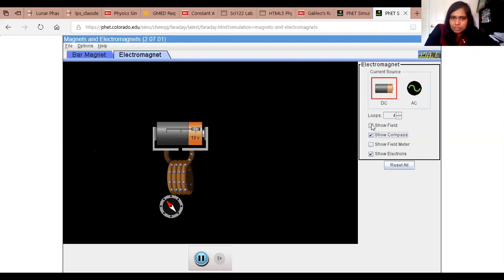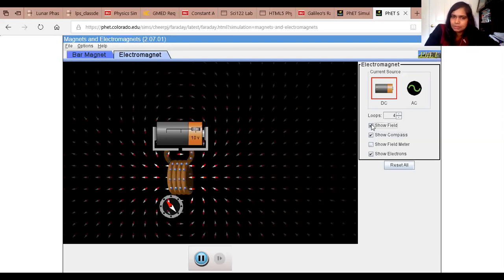So let's look at the fields. Look at that. So there's a magnetic field around this coil. Look at it. So the compasses are pointing from here to there, right? So it's going around here. So this change happened due to this flow of current.